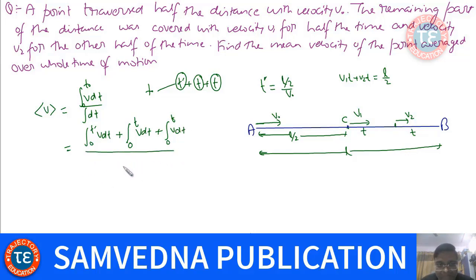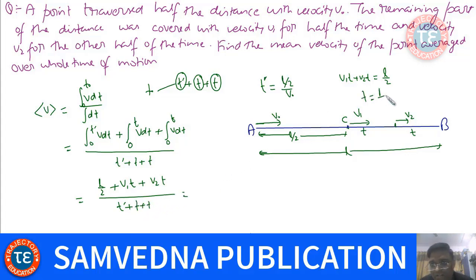With some velocity like this, and the total time is going to be t dash plus t plus t. So this is L by 2, and this is going to be v1t, this is v2t, over t dash plus t plus t. So what is t? T is L by 2 (v1 plus v2).